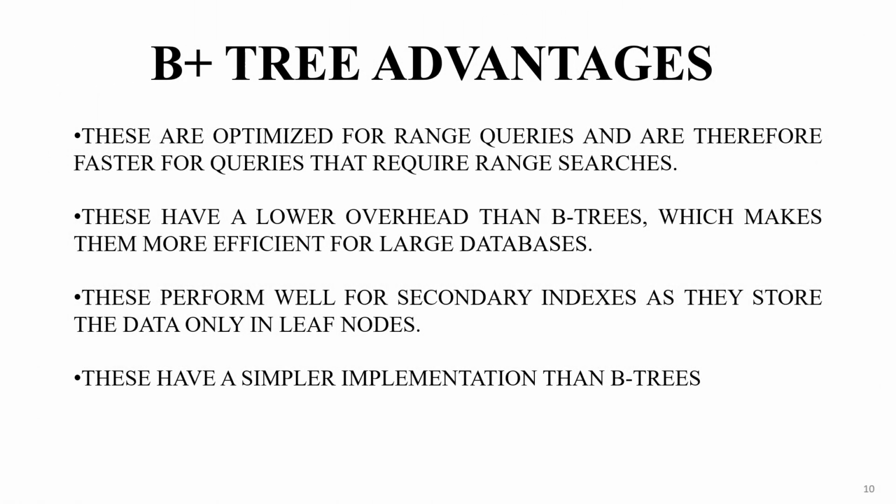B plus tree advantages. These are optimized for range queries and are therefore faster for queries that require range searches. These have a lower overhead than B-tree, which makes them more efficient for large databases. These perform well for the secondary index as they store the data only in leaf nodes. These have a simpler implementation than B-trees.